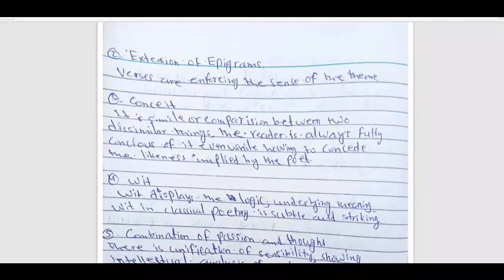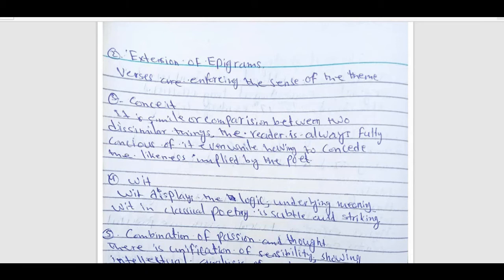The second characteristic or feature is the extension of epigrams. Epigrams, you know, are pithy, short statements that contain wisdom. Yes, they are aphorisms, you can say wise sayings. So poetry written in verses is enforcing the sense of the theme.